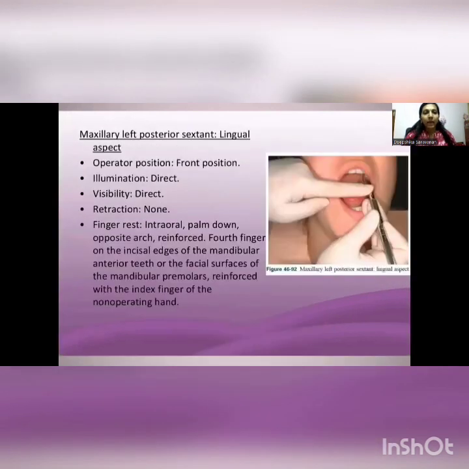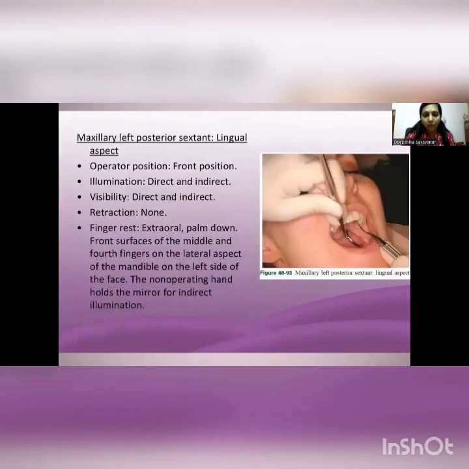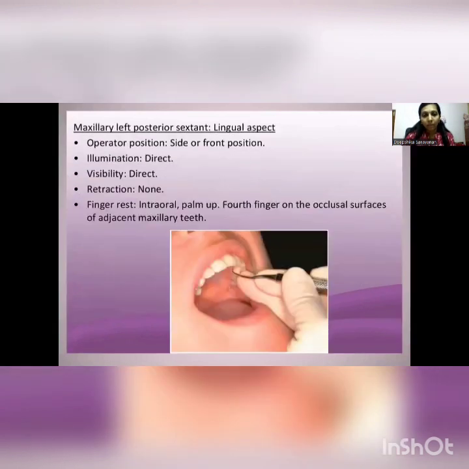palm up. And then maxillary posterior aspect lingual area, we can use a front position, no retraction required, intraoral palm down technique. Then lingual aspect, again, we can use a front position as well as we can extraoral palm down. So maxillary left posterior lingual can also use an intraoral occlusal surfaces.